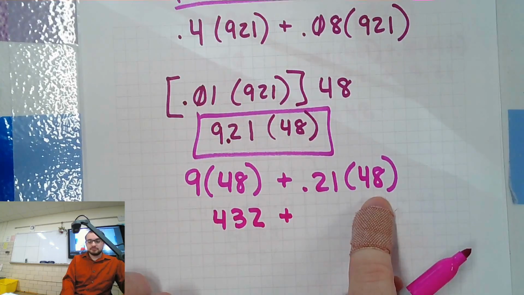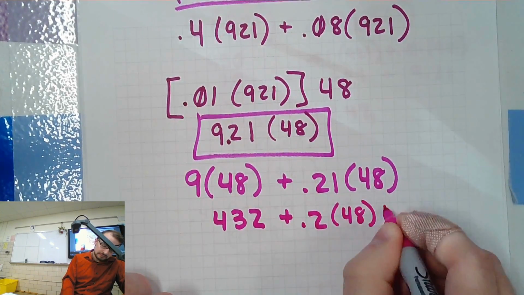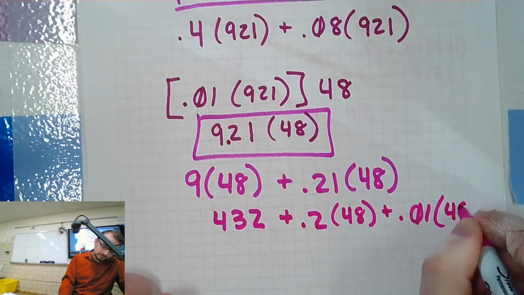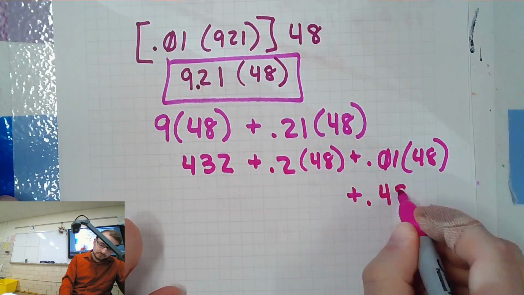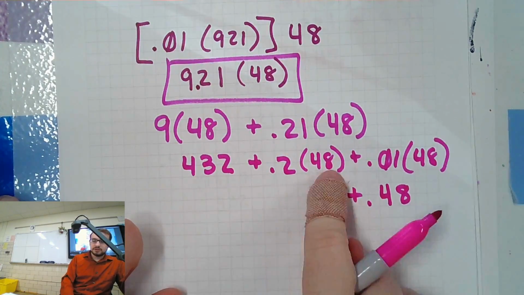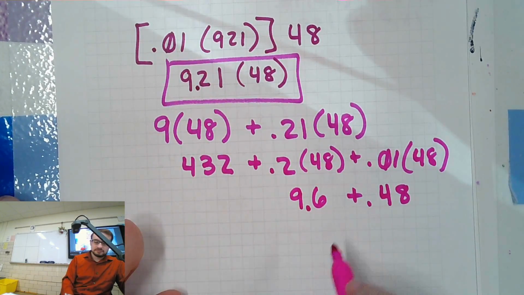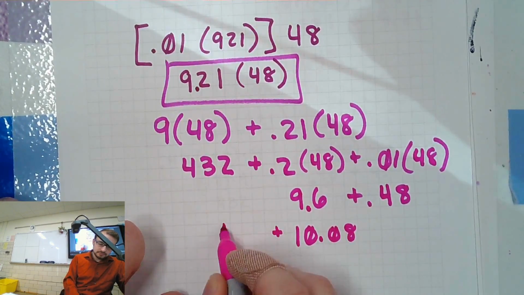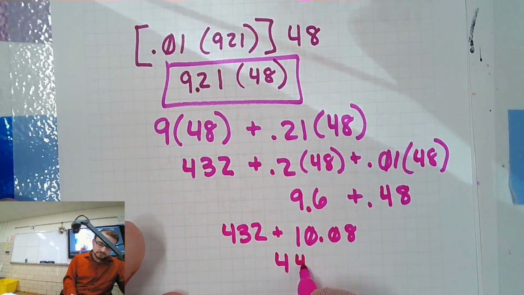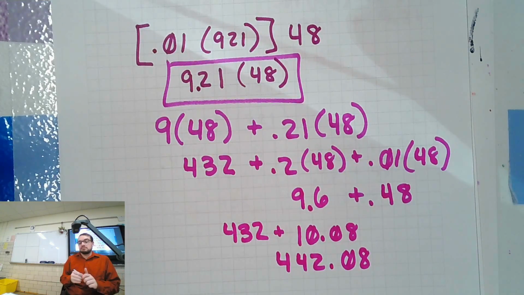2148. Can I break that down into this? This is easy. 2 times 48, 96. Got any other ways?